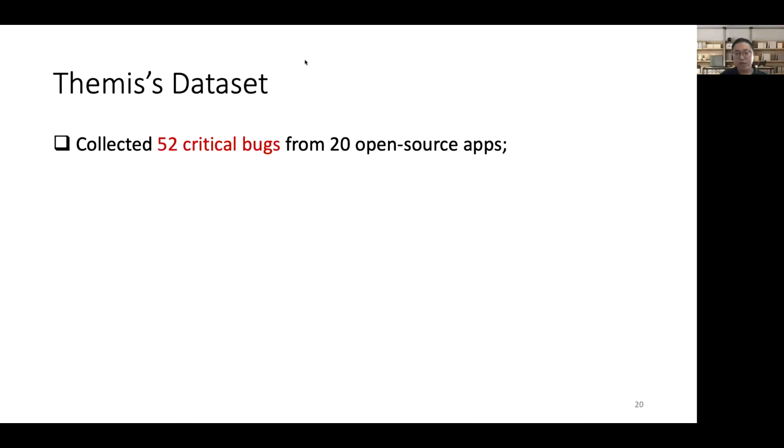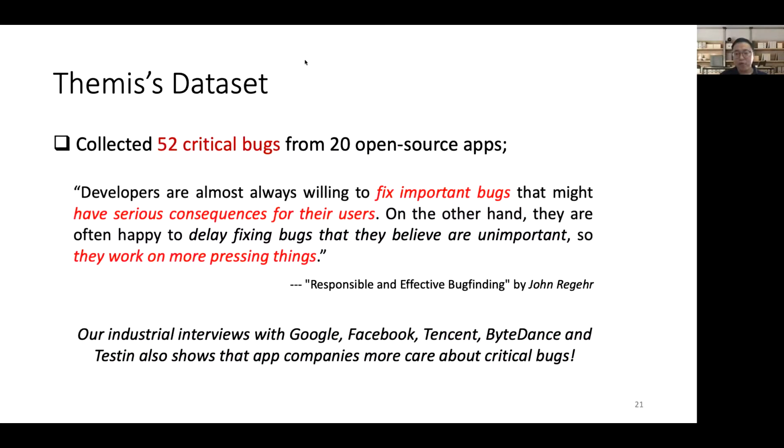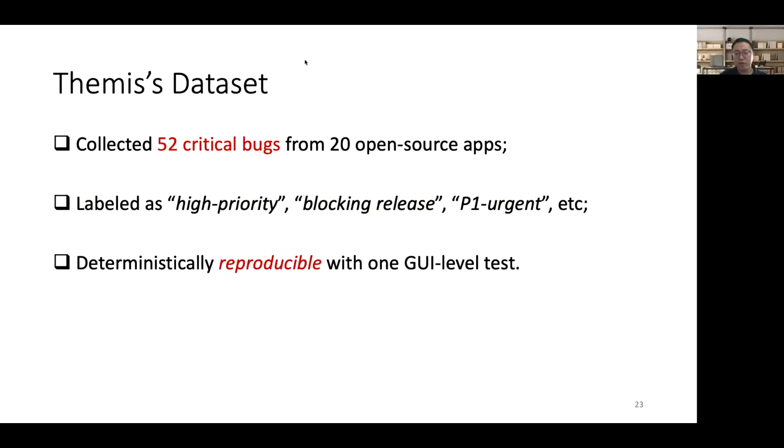Specifically, we constructed such a benchmark and named it CMIS. CMIS collected 52 critical bugs from 20 open source apps. The reason why we use critical bugs to represent real-world bugs is that we find developers care much more about critical bugs, which have serious consequences for their users. Thus, we collected critical bugs by mining the issues from GitHub, which are labeled as high priority, blocking release, P1, urgent, etc. And each bug is deterministically reproducible with one GUI level test.